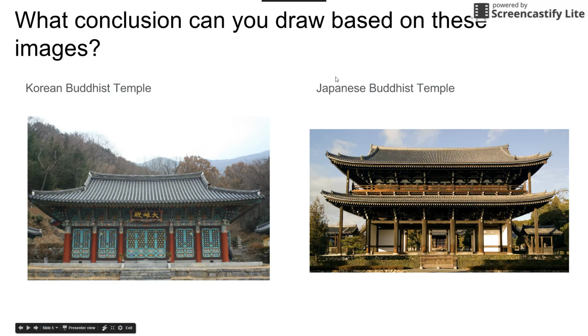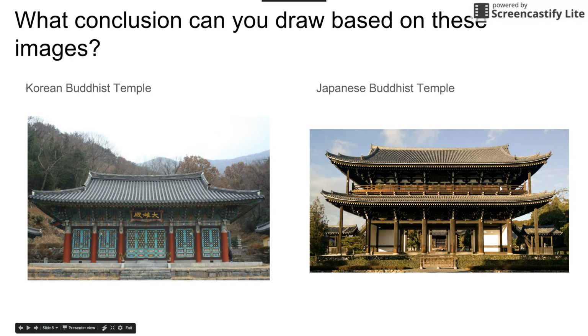You can also see the similarities in the architecture of the Buddhist temples. What conclusion can you draw based on these two images? This might be a sample question you would see on the test. But looking at the images, right here on the left is a Buddhist temple in Korea, and the one on the right is one from Japan.